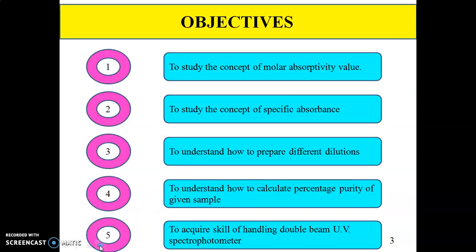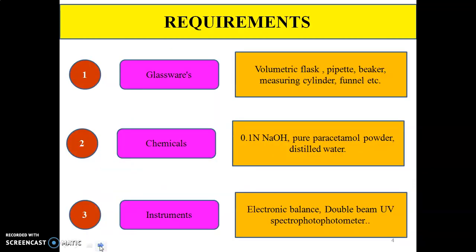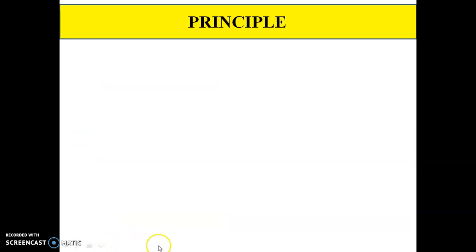After performing this experiment, these 5 types of the objectives will be achieved. Now, this type of the glasswares, chemicals and the instrument will be required while performing this experiment. Now, we are going to see the principle which is involved while performing the assay of paracetamol tablet by UV spectrophotometry.